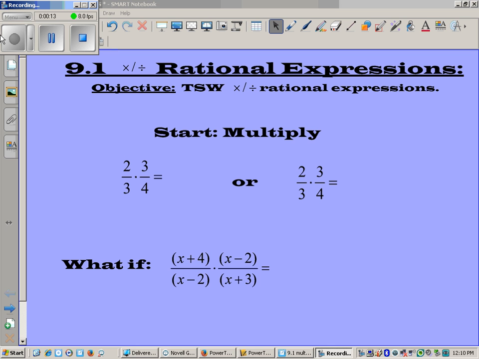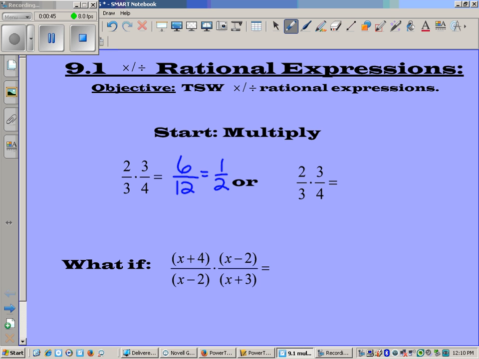Before we start though, I want to do a quick review of multiplying fractions. Okay? So we're going to do multiplying fractions, and there's a couple different ways you can do it. So if I give you the problem 2/3 times 3/4, you could take the two fractions and multiply the numerators. So 2 times 3 is 6, and 3 times 4 is 12. And then what would you normally do after that? You would normally reduce, right? And say that your final answer is 1/2.